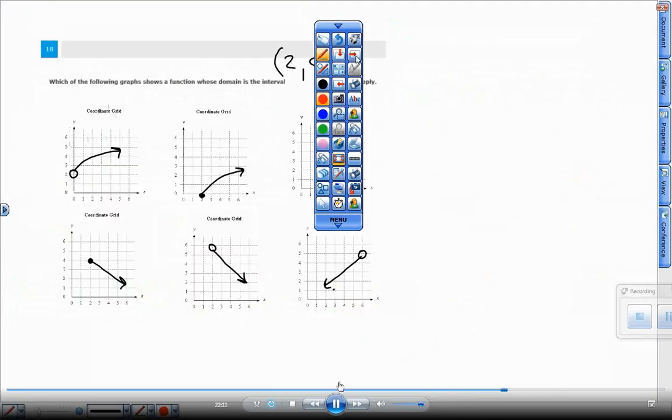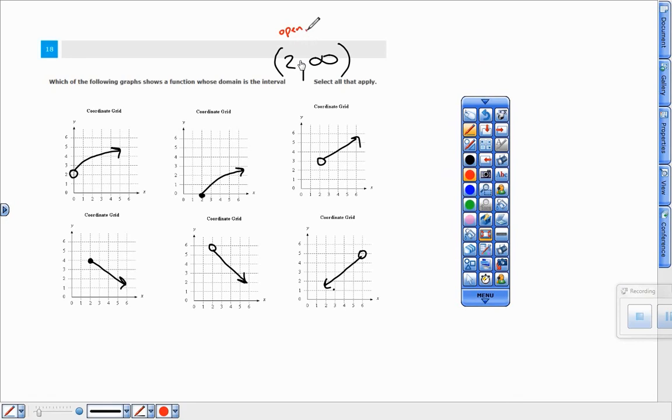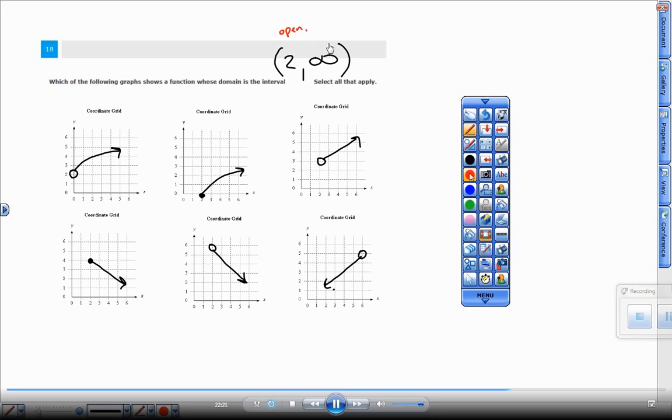All right, next problem. I changed this up a little bit and made this rounded to positive infinity, so this would be an open circle on a graph. So I could see this one starts at 2 on the y on the right, no good. This one solid, no good. This one open on 2 on the x-axis, going to the right, that one applies.